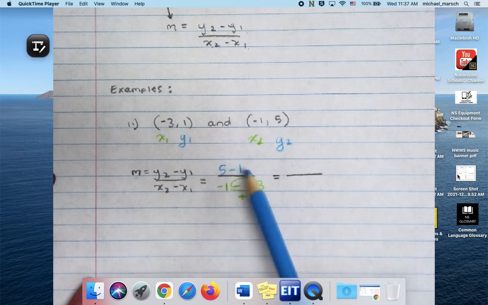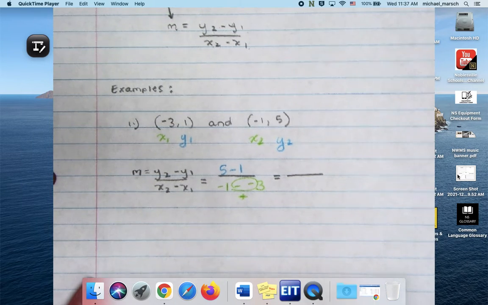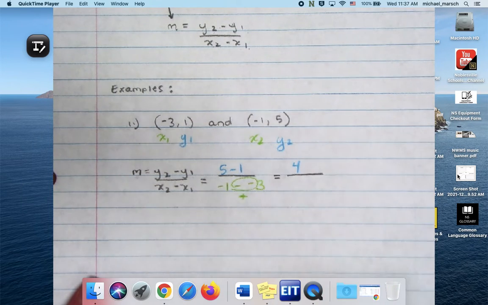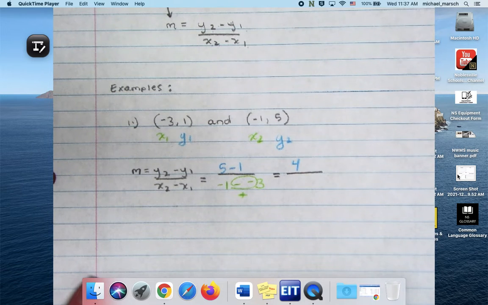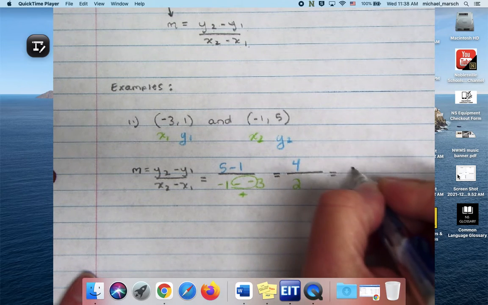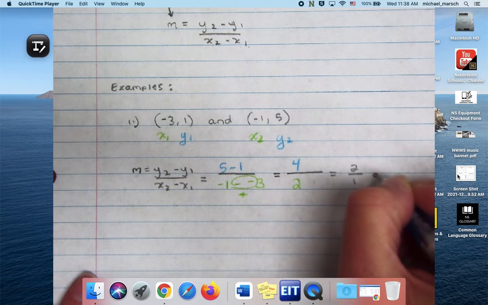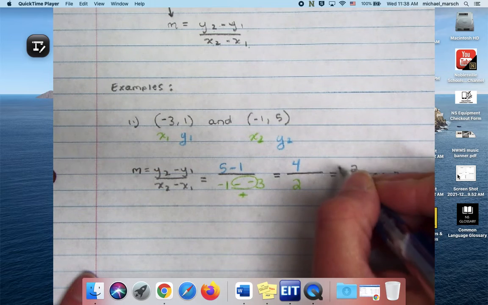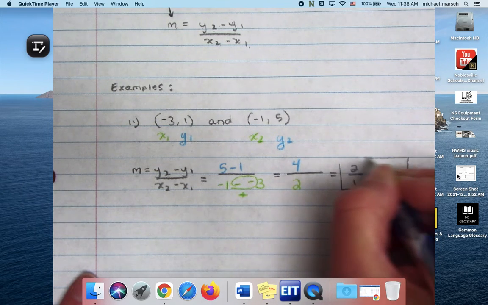Okay, so what's 5 minus 1? 4. What's -1 plus 3? 2. And this can simplify to 2 over 1 or 2. And that's my slope.